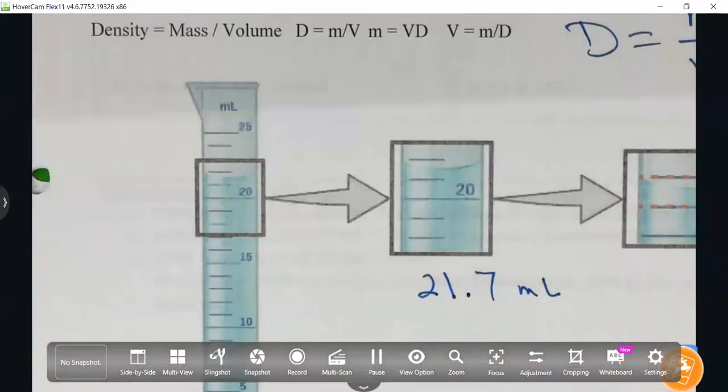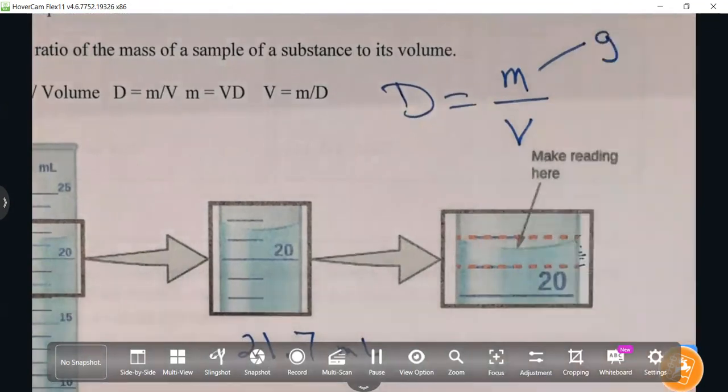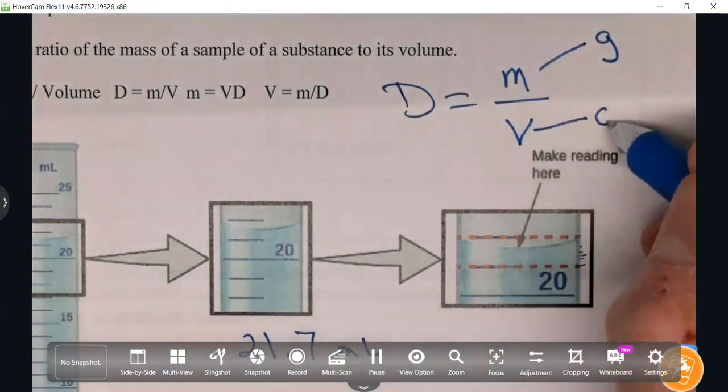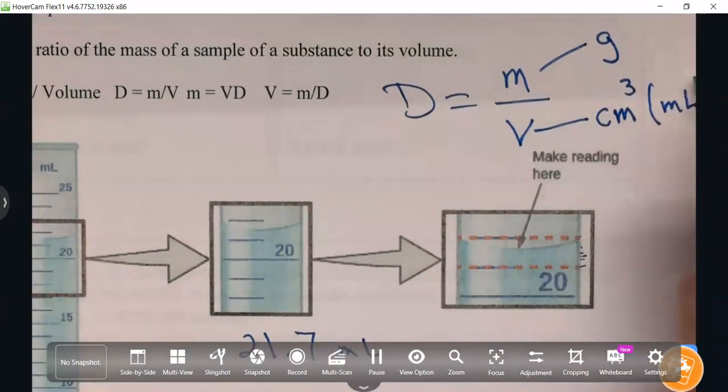So density, mass divided by volume. Typically, this is in grams. This is in cubic centimeters. It probably will also be in milliliters.